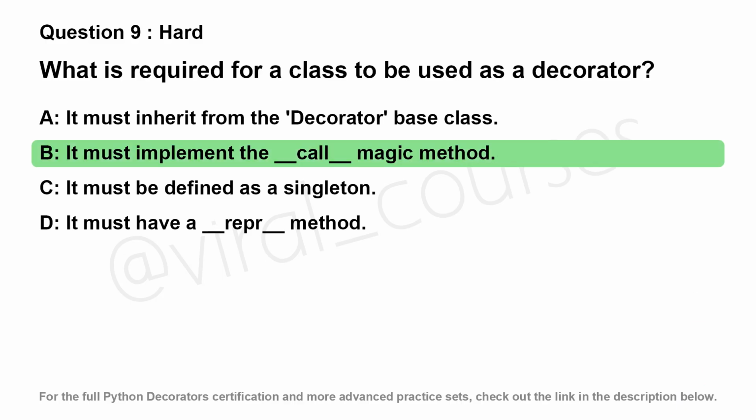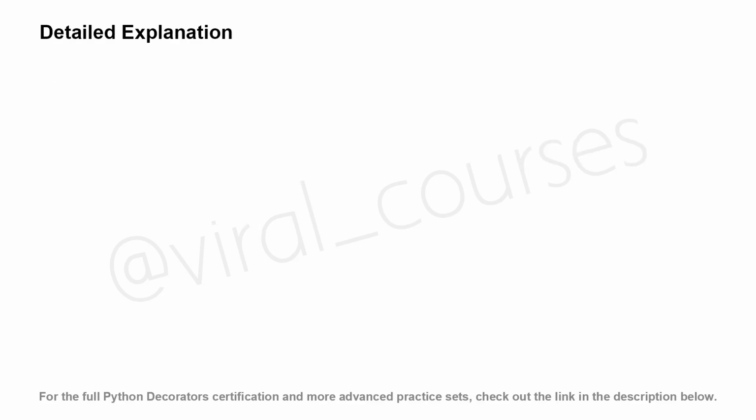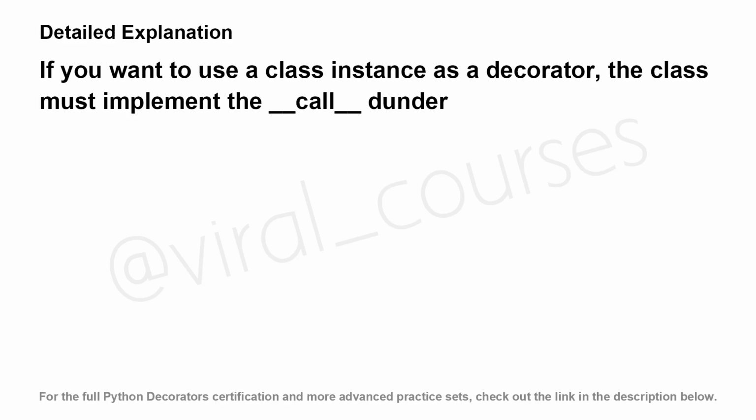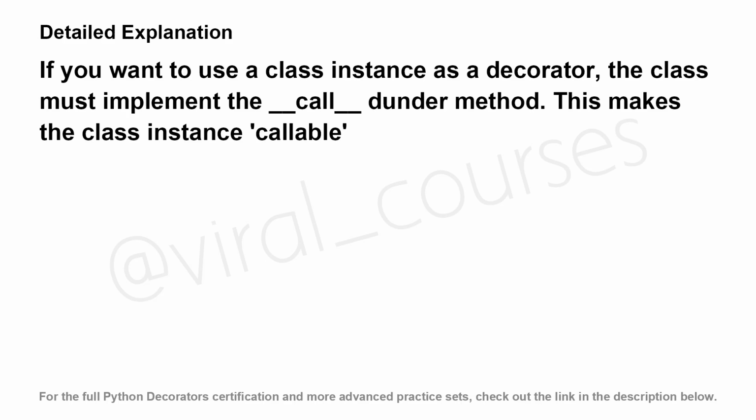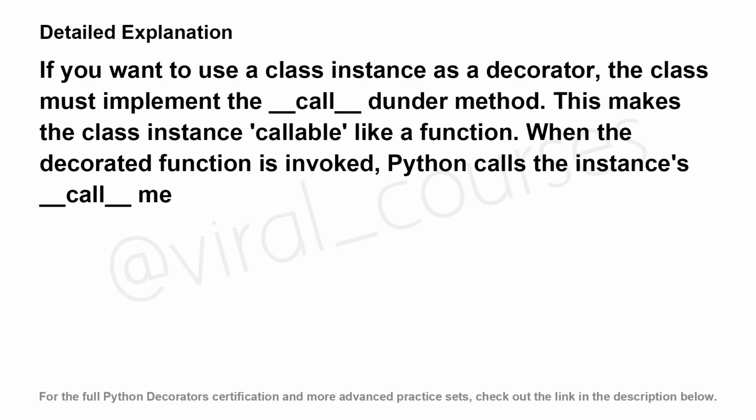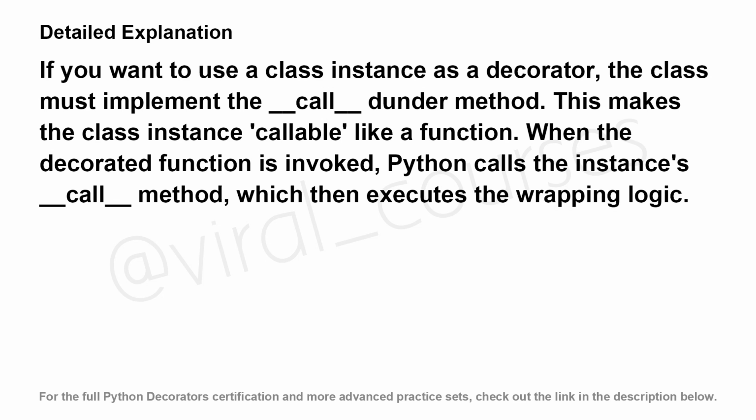The correct answer is B. If you want to use a class instance as a decorator, the class must implement the __call__ dunder method. This makes the class instance callable like a function. When the decorated function is invoked, Python calls the instance's __call__ method, which then executes the wrapping logic.